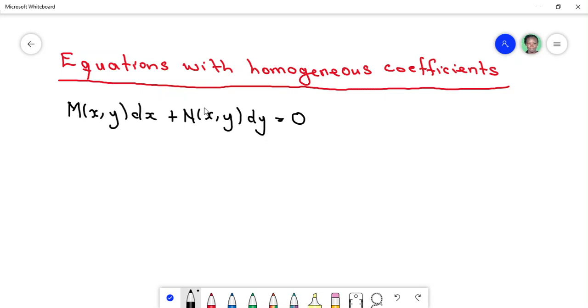Our lesson today focuses on equations with homogeneous coefficients. In our previous lesson, we were looking at solving differential equations, and the first method we looked at was separation of variables. If I have a differential equation of the form this, so this actually is a differential form.